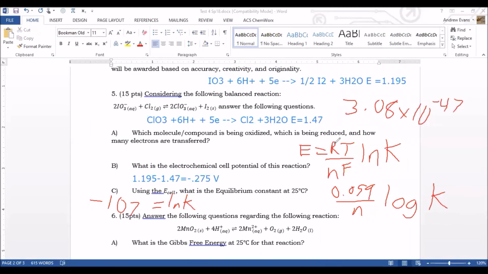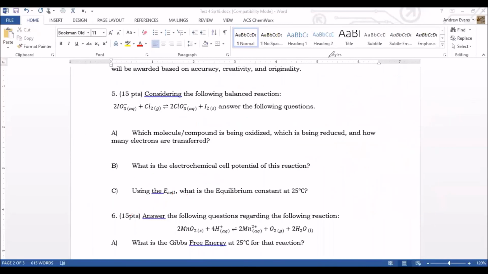Is that product favored or reactant favored? Well, that's reactant favored. So is this going to go on its own? No, not really. How will you make it go? You put electricity in it and force it that way.